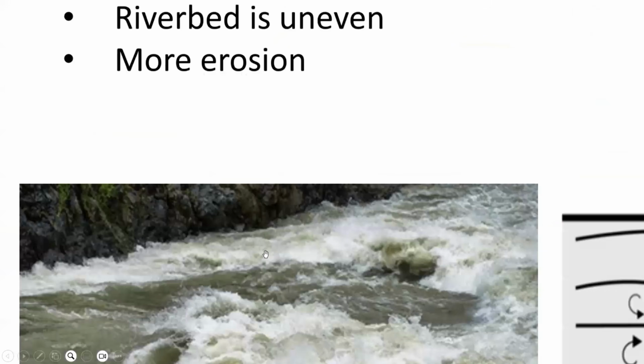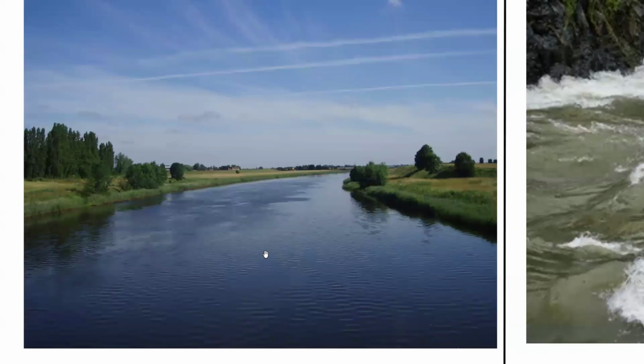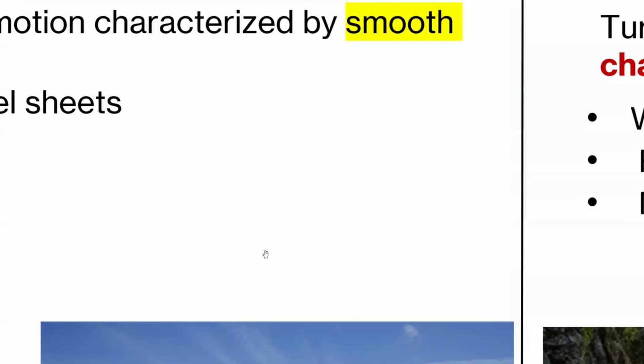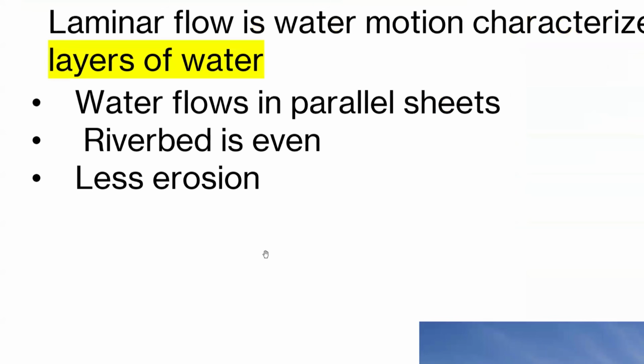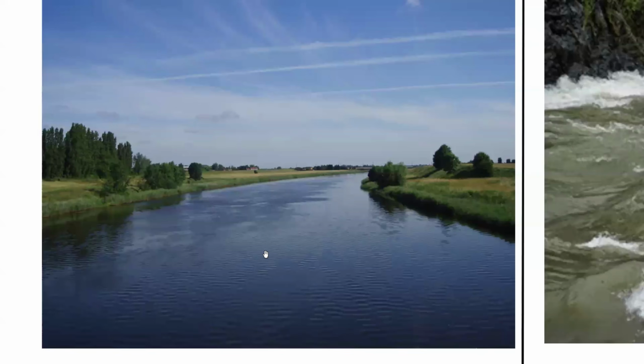That's a turbulent flow. But when you say it's a laminar flow, the water is flowing in smooth layers, right? So the water is flowing in smooth layers and it does not have that much speed. It is flowing in parallel sheets, or you can say that it is flowing in smooth layers. It's not eroding that much because it's just flowing in smooth layers.